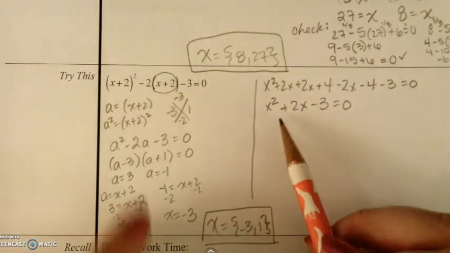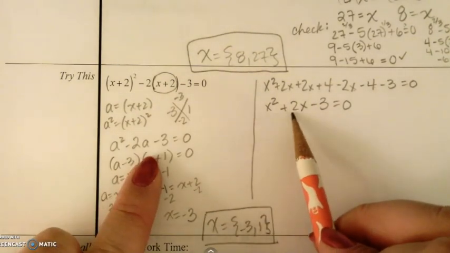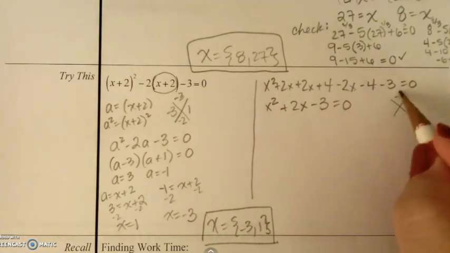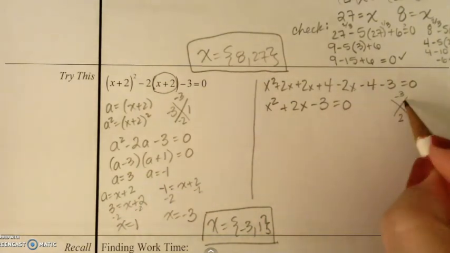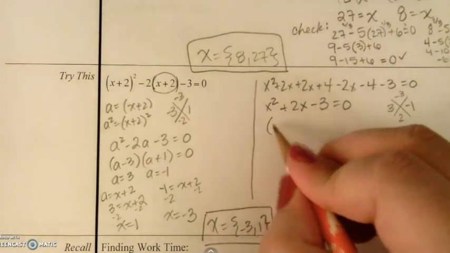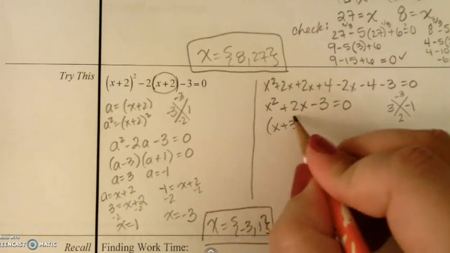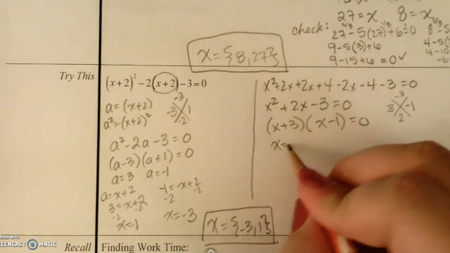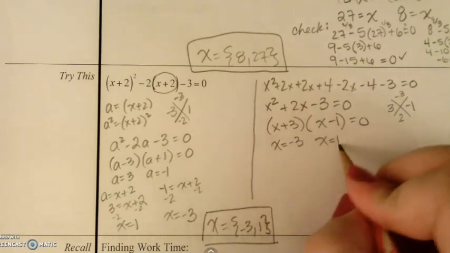And then notice this is very similar to what we have here. So again, what two numbers multiply to negative 3 and add to 2? So this time we need a positive 3 and a negative 1. x plus 3, x minus 1, x equals negative 3, and x equals 1.